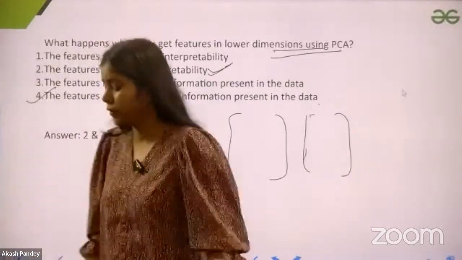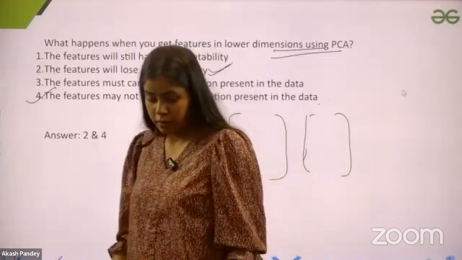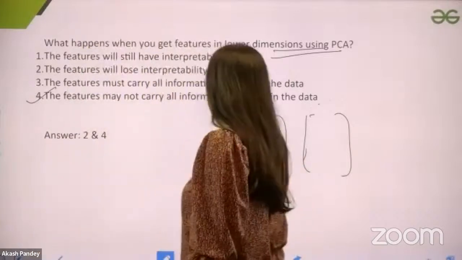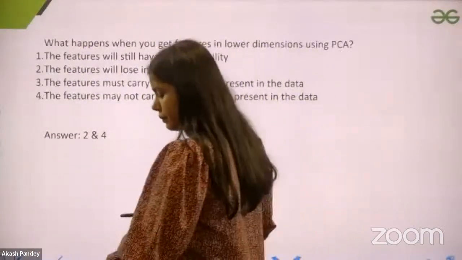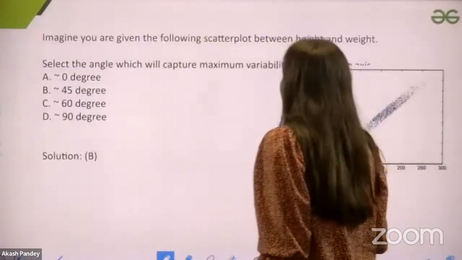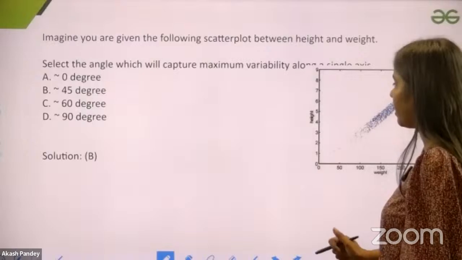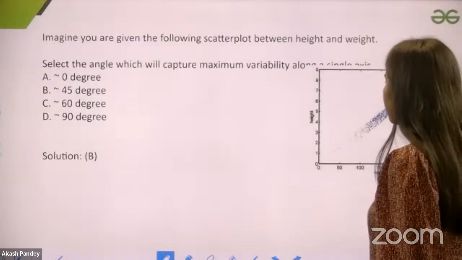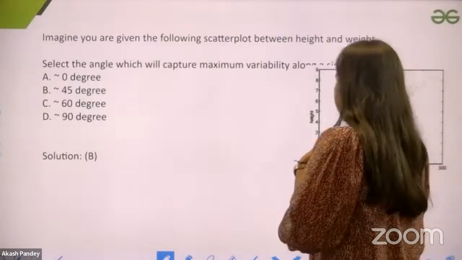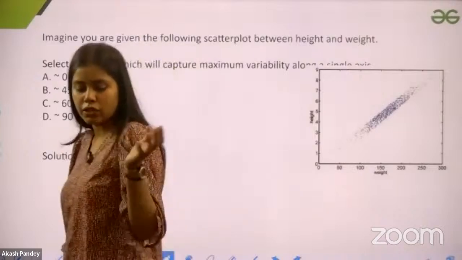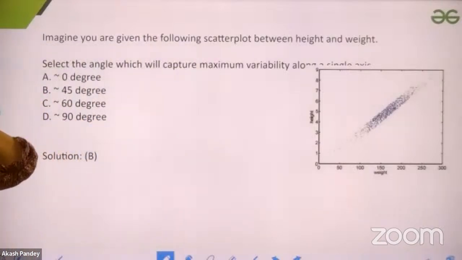Okay, let's solve the next question. Imagine you are given a scatter plot between height and weight. Select the angle which will capture maximum variability along a single axis. Can you tell me in which direction you would have maximum variability along a single axis? Can you guys tell me?